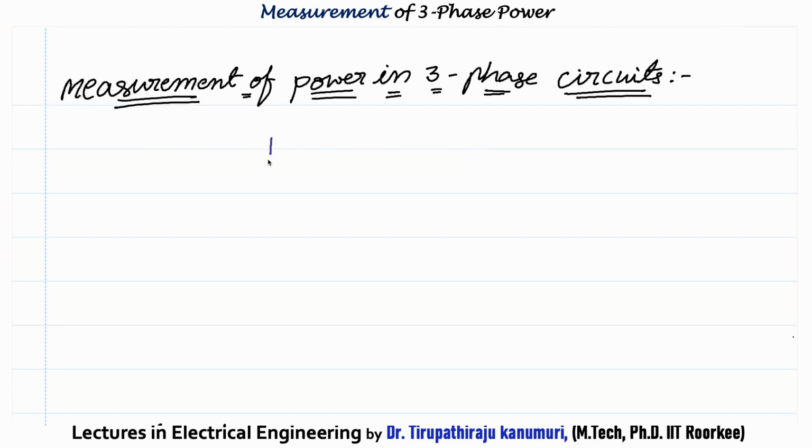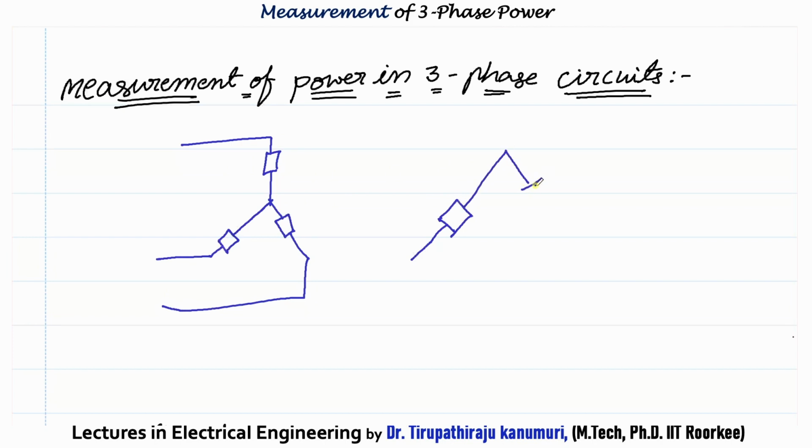A three-phase circuit can be connected in star. How will the star connection be made? Let us assume the load has three different impedances. I am connecting the three impedances here, and they are interconnected like this. So this is one case, or it can be connected in another manner: in a delta connection also.